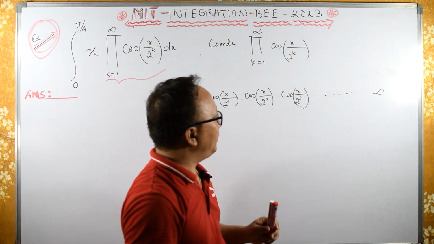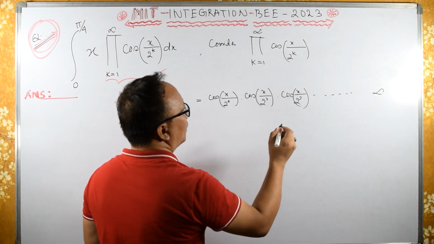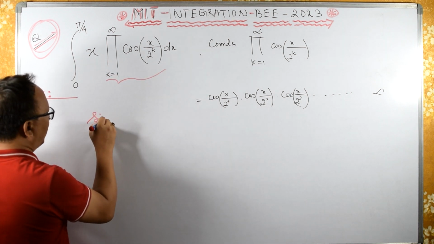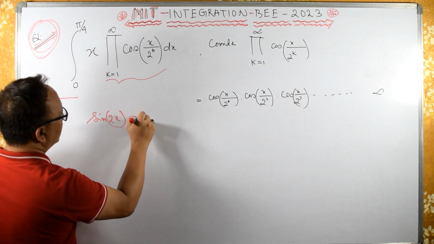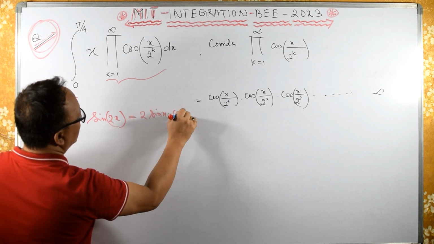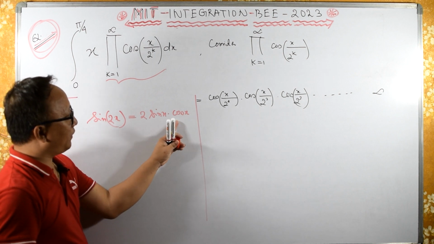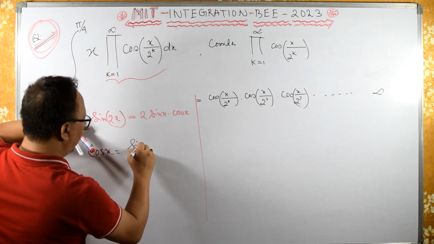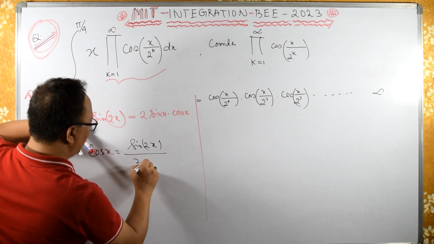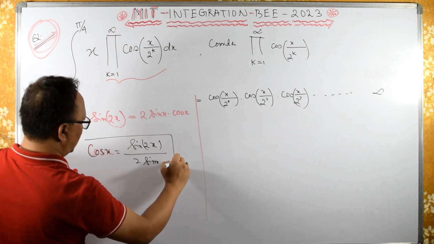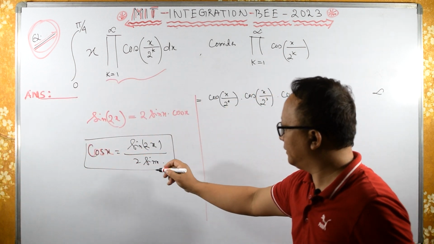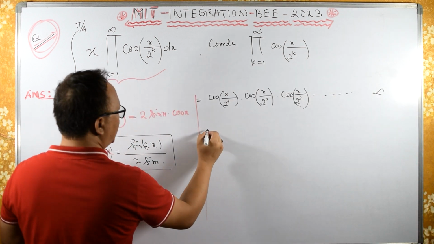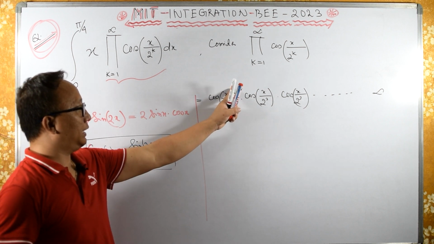Now remember we have this formula. What is sine of 2x? Sine 2x is 2 sine of x into cos of x, right? So from here, if I want to find cos x, cos of x equals sine of 2x upon 2 sine of x. So if I use this effectively, cos of x is over here in each term. Let's see what it comes to. Instead of x, I have to substitute x upon 2 raised to 1.